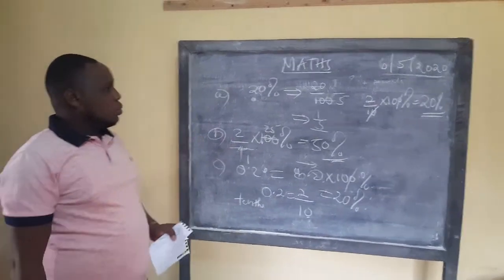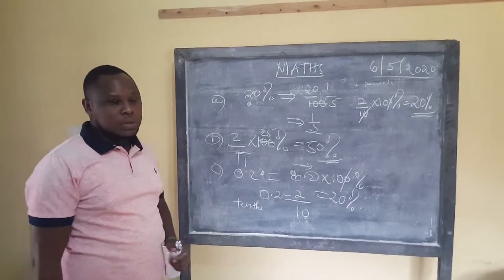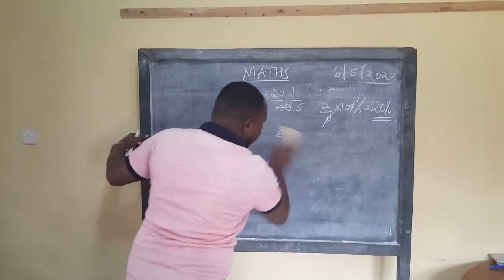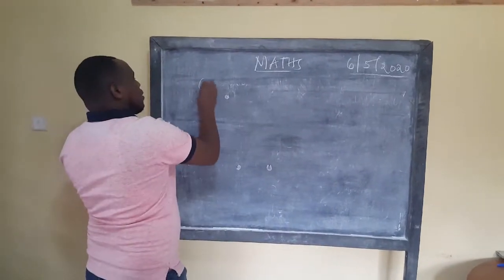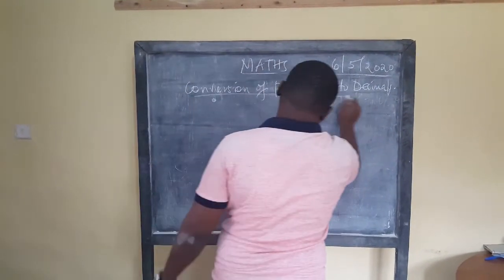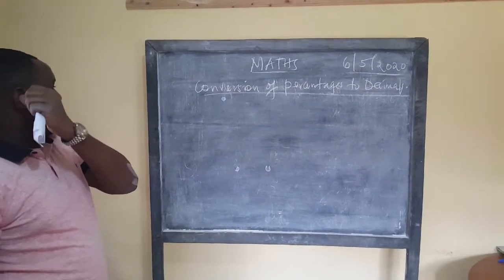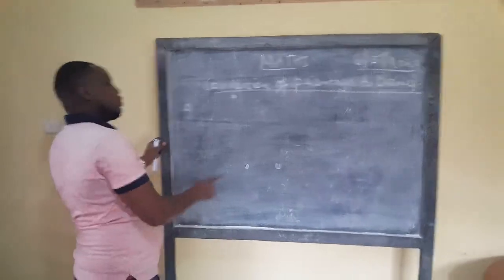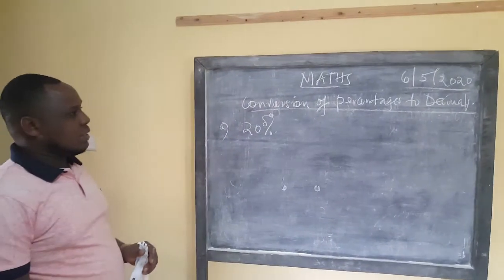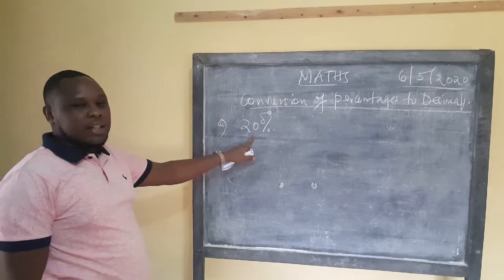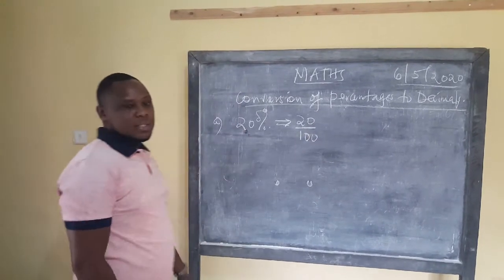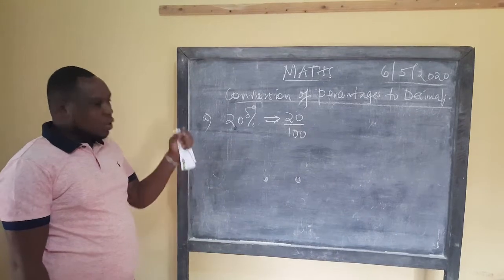So today, I want us to see how we can convert percentages to decimals. Conversion of percentages to decimals. We can pick a percentage, for example 20%. How do you convert 20% into a decimal? You simply write it in the other form. 20% means 20 out of 100. That is what it means.